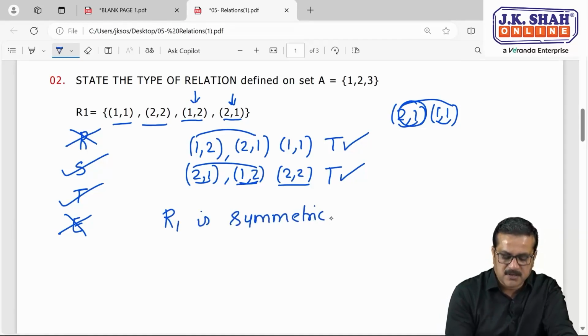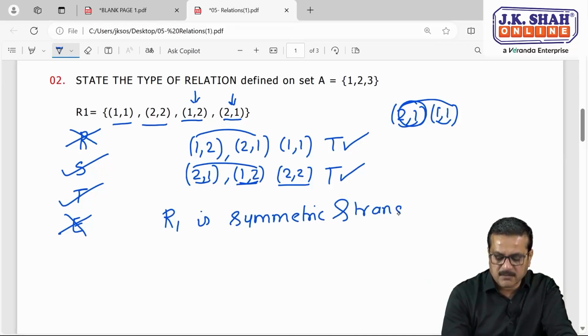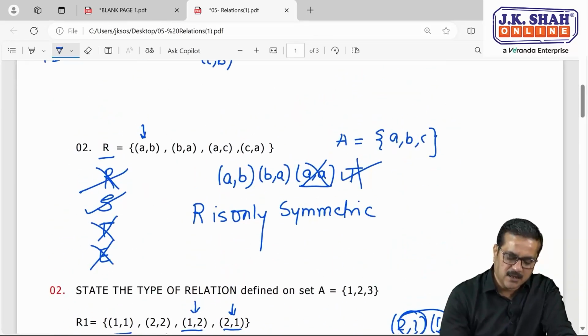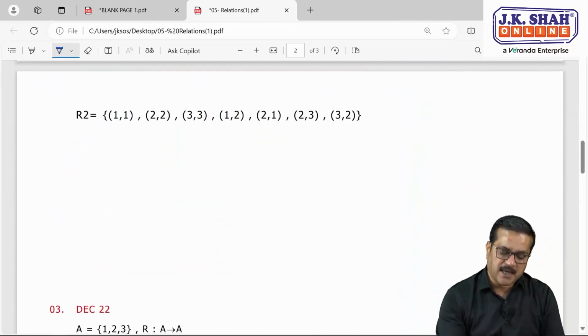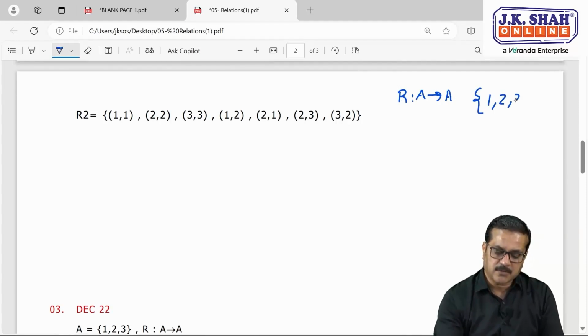In fact, I should use the words symmetric and transitive only. Going back too, where it was written only symmetric, I should correct it. Check: R is a relation on A, so it is defined from A to A, and A is 1, 2, 3.